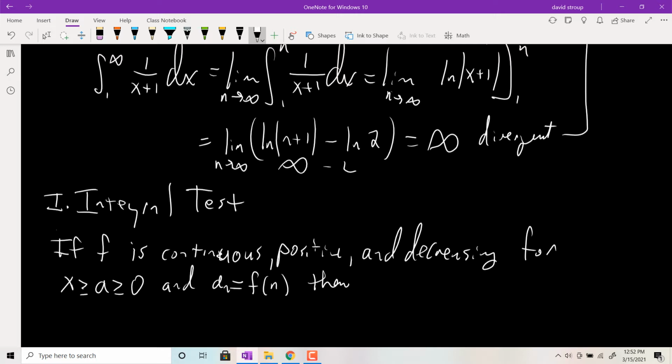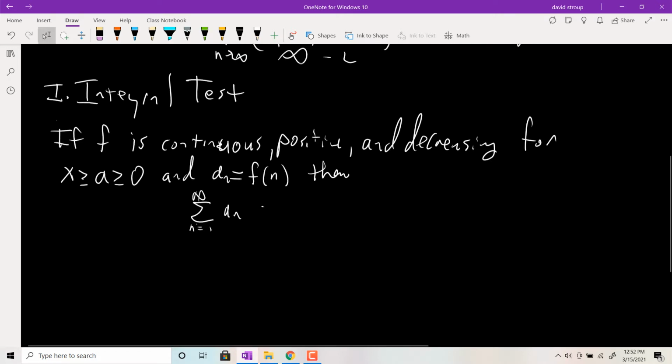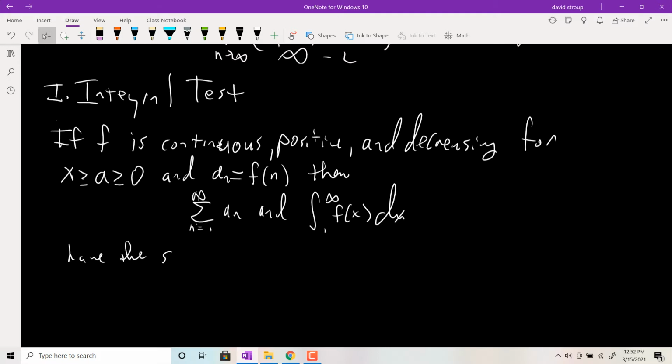If all that holds, then the series from n equals 1 to infinity of a sub n, and the integral from 1 to infinity of f of x dx will have the same behavior. In other words, they both diverge or they both converge.